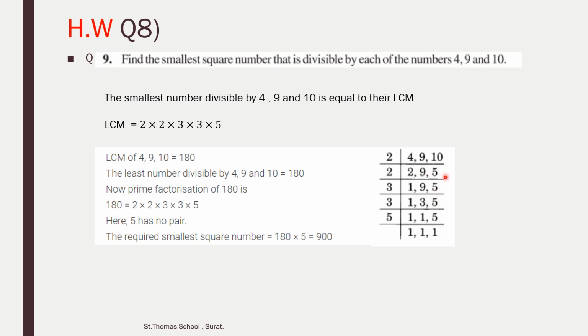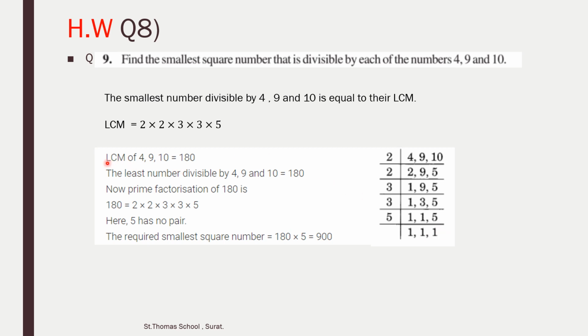Because 9 and 5 is not in the table of 2, write as it is. Now divisible by 3, 1, write as it is. Now 3 3s are 9. Again 5 is not in the table of 3, write as it is here. Divide by 3, that is 1, 1, 5. Again divide by 5, 1, 1, 1.